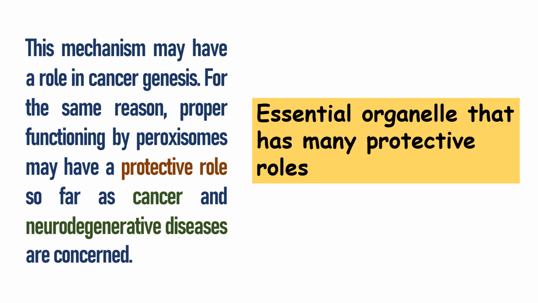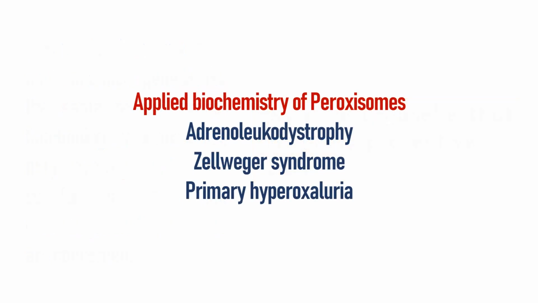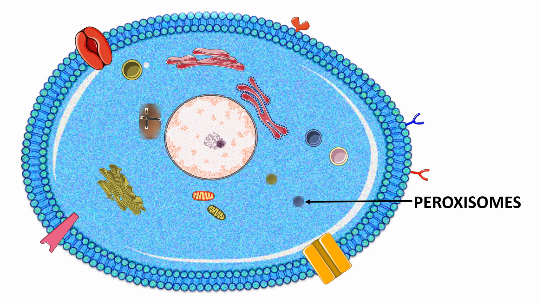For the same reason, proper functioning by peroxisomes may have a protective role so far as cancer and neurodegenerative diseases are concerned. Adrenoleukodystrophy, Zellweger syndrome and primary hyperoxaluria are three noteworthy disorders in relation to defective peroxisomal function. There are of course other diseases in the spectrum which haven't been mentioned at this stage. Peroxisomes have been discovered not so long ago, and we have just begun to understand their immense role in health and disease.